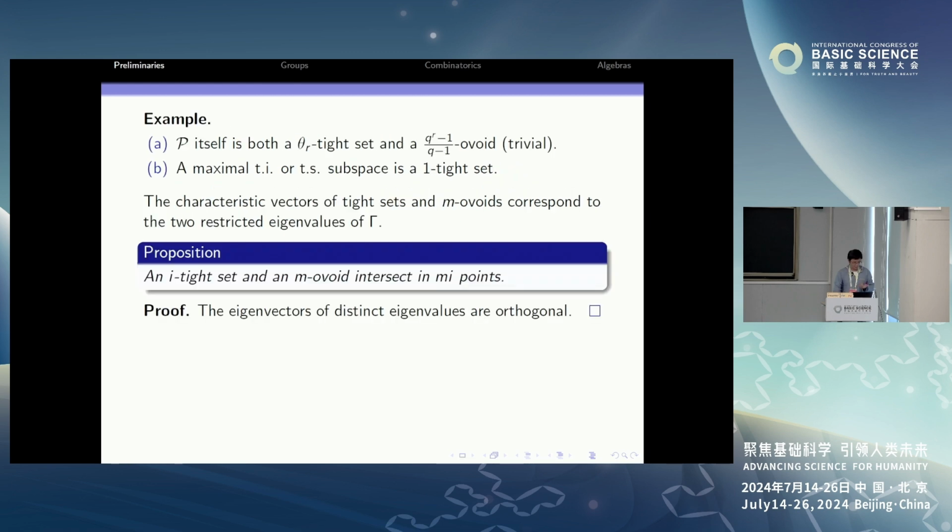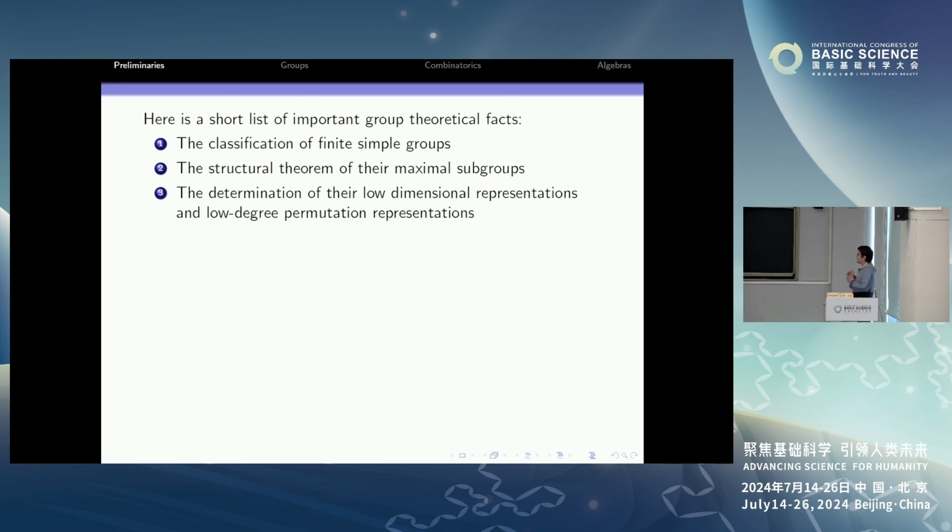We will come to these objects later. So next we talk about some basic facts we use about classical groups. First, certainly we have the classification of finite simple groups. The second is the structural theorem of their maximal subgroups. And the third is the determination of their low-dimensional representations and the low-degree permutation representations. All these facts are known, so you simply need to know where to find them, right?